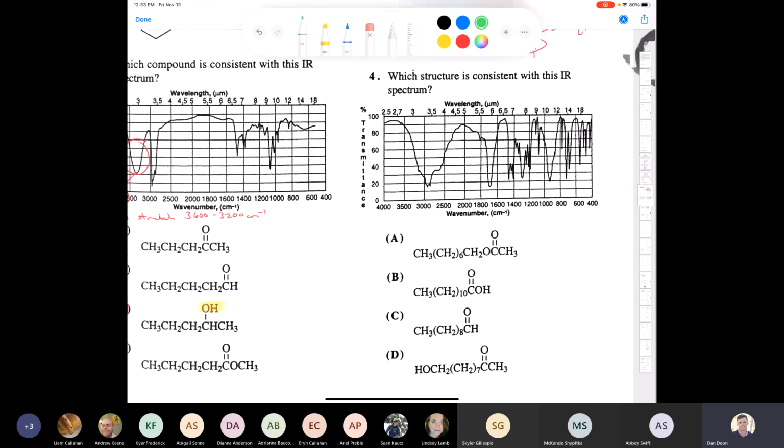Let's try number 4. I'll give you 10 seconds to solve number 4 very quickly. All right, somebody put in an answer immediately. I'll give you a few more seconds to think about it. Yeah, perfect. You got Sean and Andrew who've chimed in, Kyer, and all of them are correct, right? What did they say? They said, well, look at this. I have this really broad signal right here. That's oxygen-hydrogen stretching.